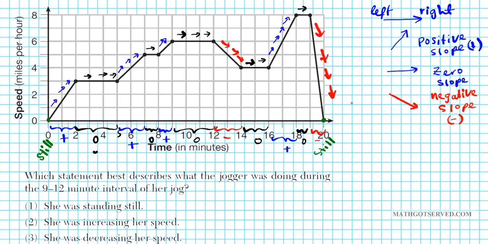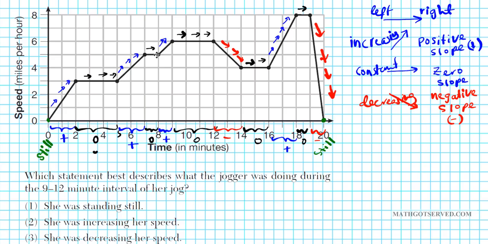So now, what is the connection between the sign and the speed? Here's a connection. If you have positive slope, guess what? Your speed is increasing. If you have 0 slope, you're staying at a constant speed. Constant. Okay? And when your slope is negative, your speed is decreasing. So that's the connection right there.